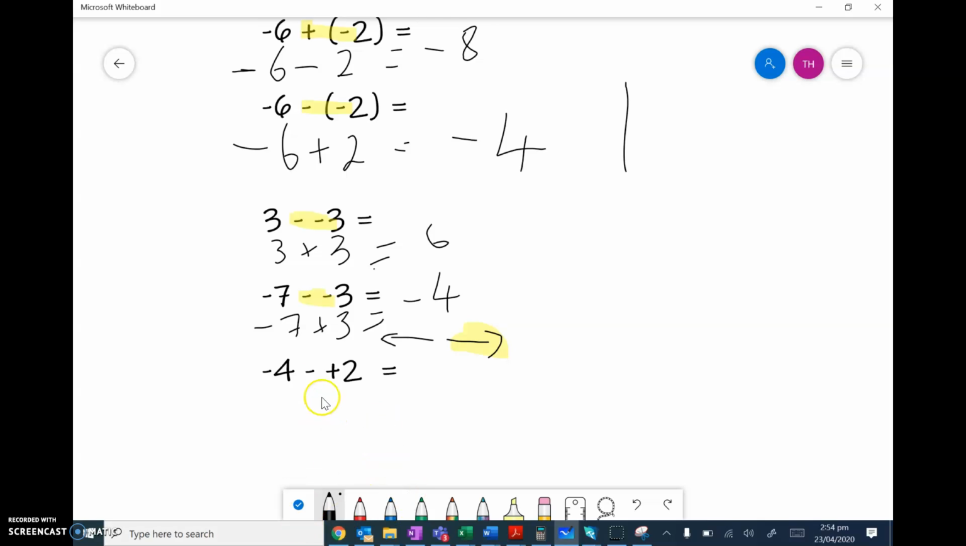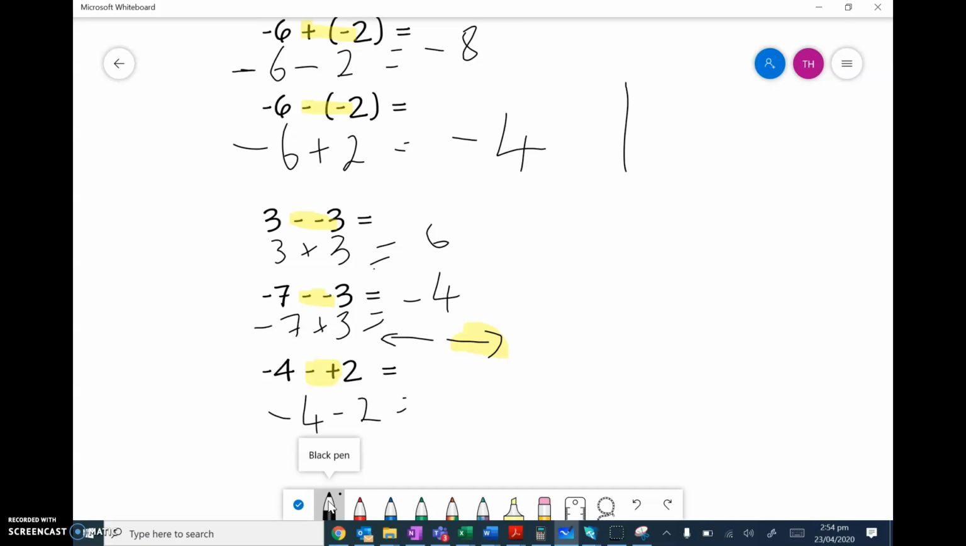And finally, they don't normally put a negative then a positive next to each other in this order, but sometimes it can come up, especially when you're doing some algebra substitution. So I have negative 4 minus positive 2. And so I can put these together again. Negative 4 minus 2, because a negative and a positive makes a minus.